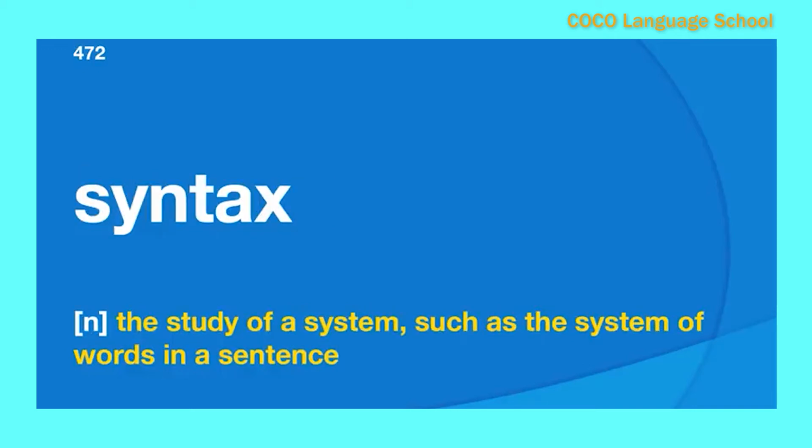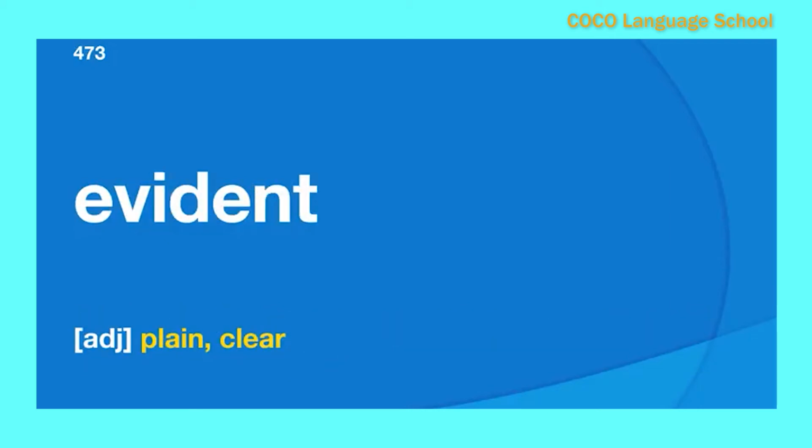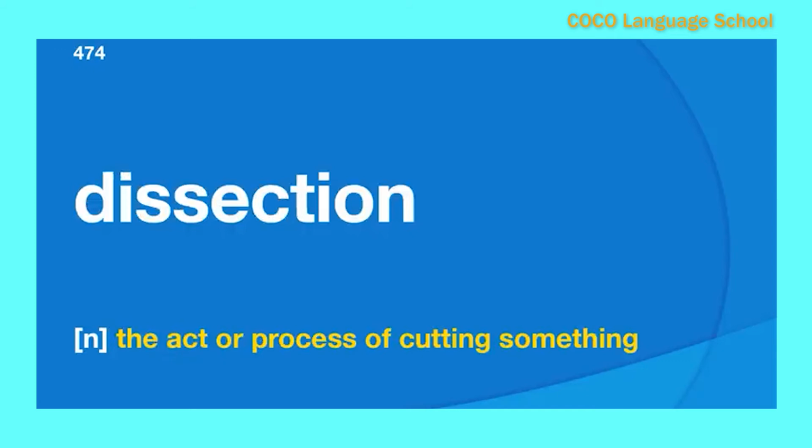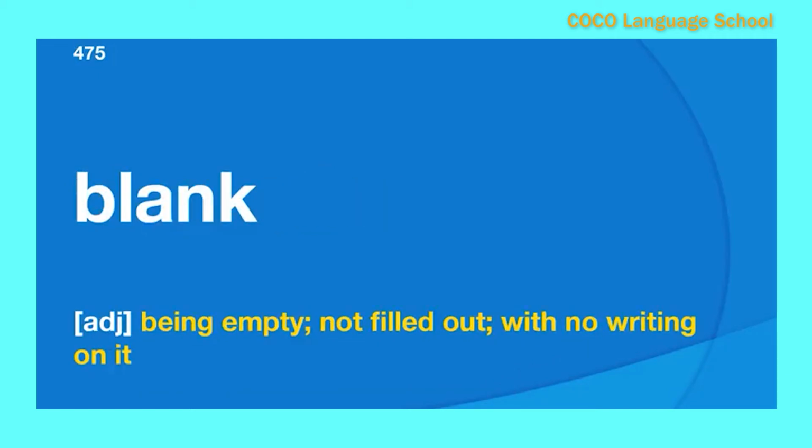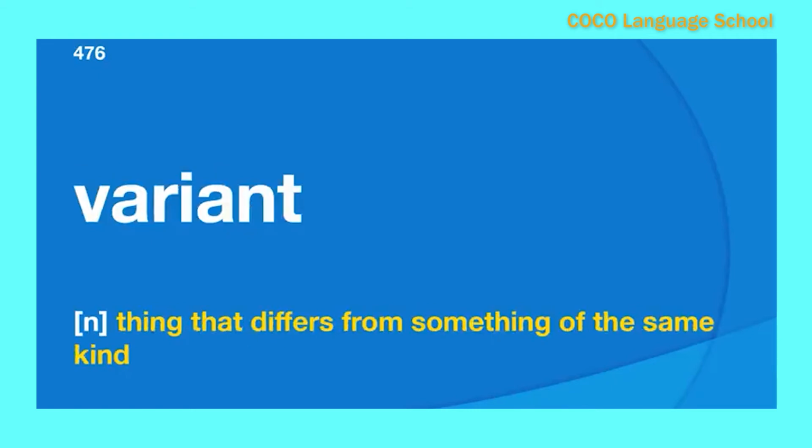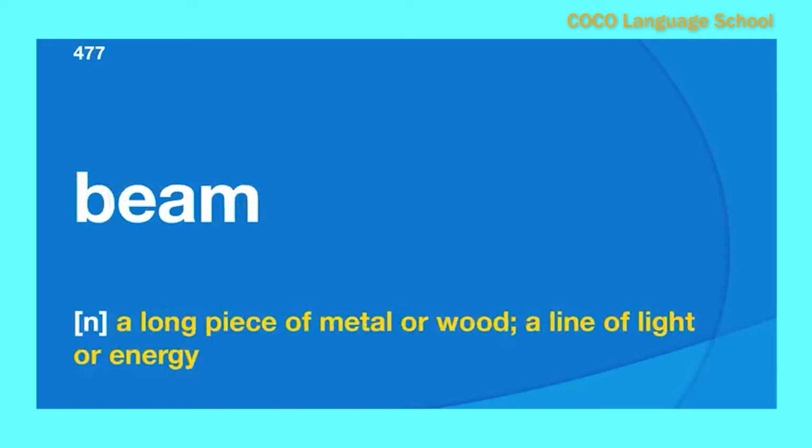The study of a system, such as the system of words in a sentence. Syntax. Plain, clear. Evident. The act or process of cutting something. Dissection. Being empty, not filled out, with no writing on it. Blank. Thing that differs from something of the same kind. Variant. A long piece of metal or wood, a line of light or energy. Beam.